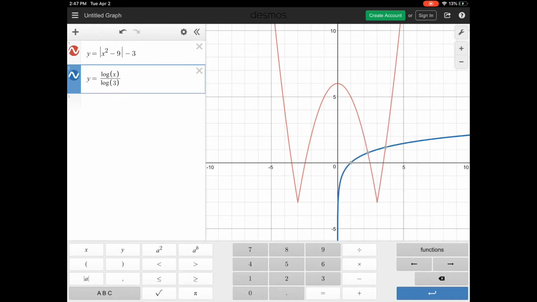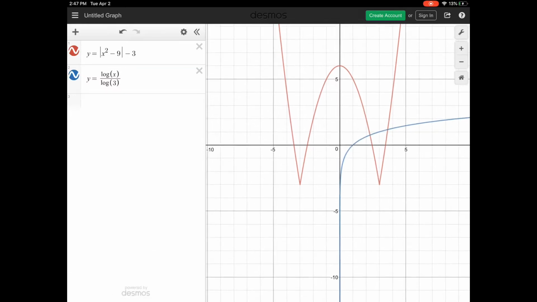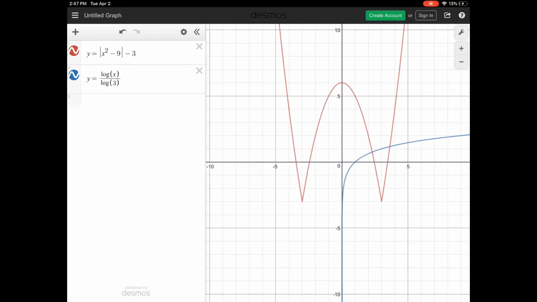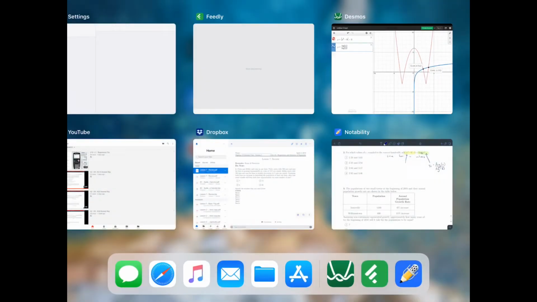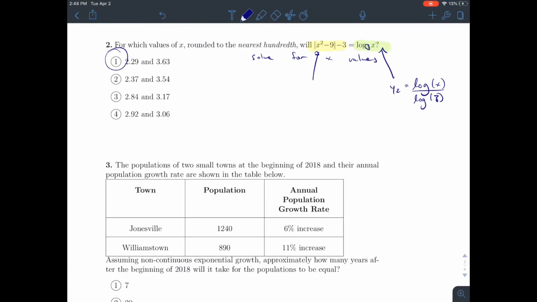All right, so we've got our two functions here, and it's being shown on a similar window to what you would see on your TI-83. So if you do it on a TI-83, it should look like this. It appears that we have 2 points of intersection here and here. In our equation, we wanted to only find the x values, so it looks like 2.29 and 3.63. All right, that's answer choice number 1. Perfect.